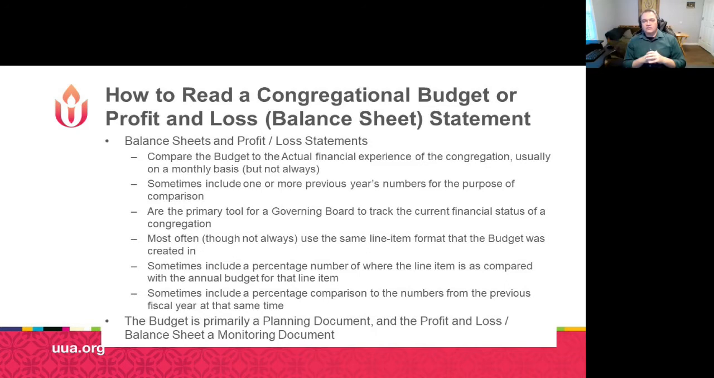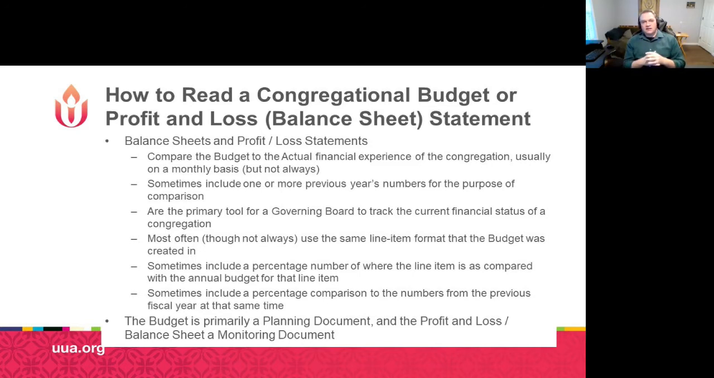The budget is useful in defining your values, but it's the profit and loss statement and the balance statement that really tells you and tells your treasurer the actual financial status of the congregation at a particular time. Most often, they're in the same line item format as the budget was created in, and I prefer that model because it creates some continuity. There are a few congregations I've seen that have created shrunk, smaller versions for the profit and loss statement and the balance sheet. But just to know, most of them follow the same format as the budget.